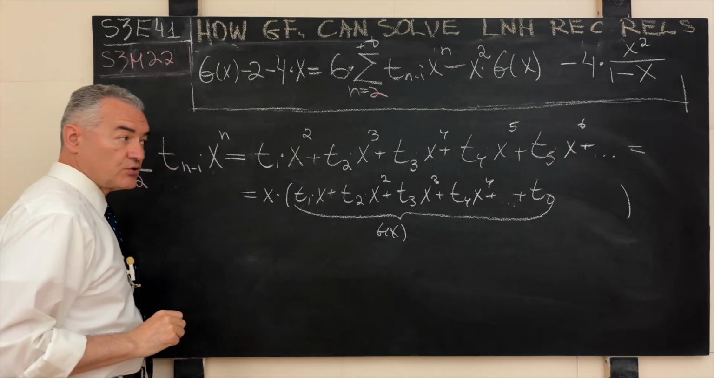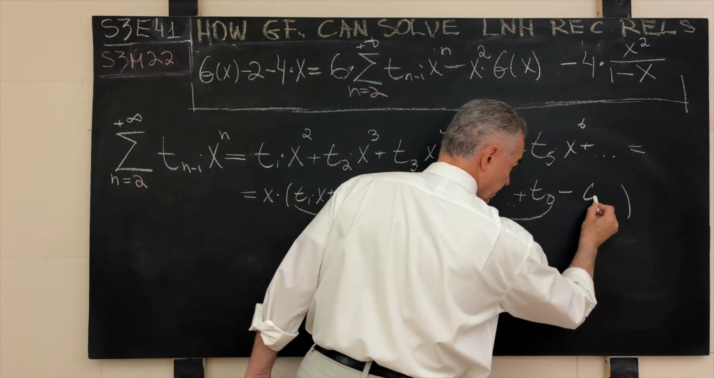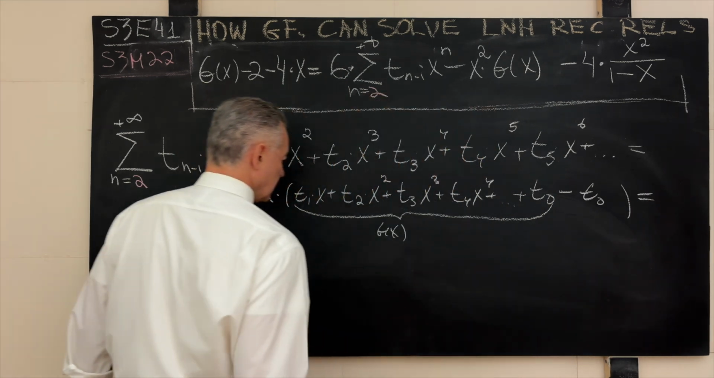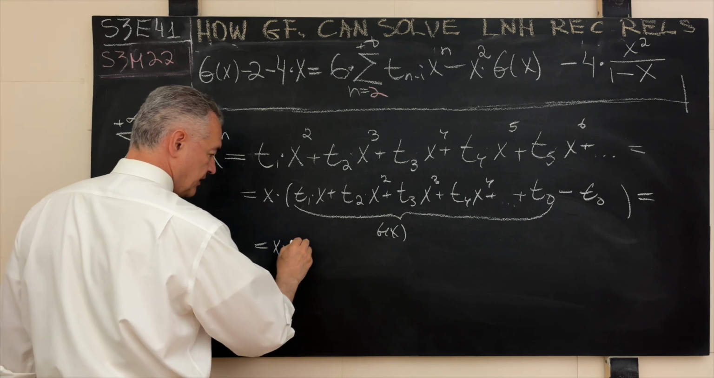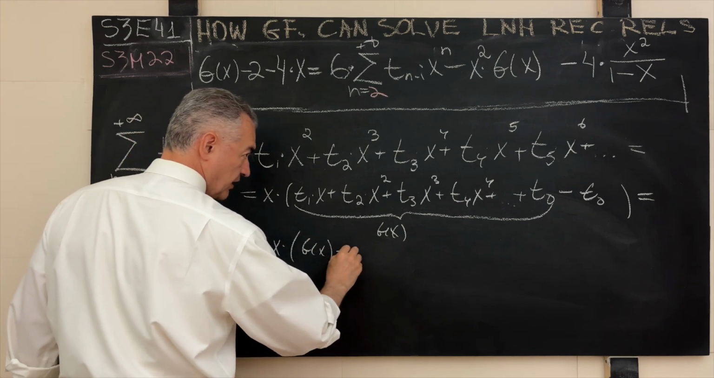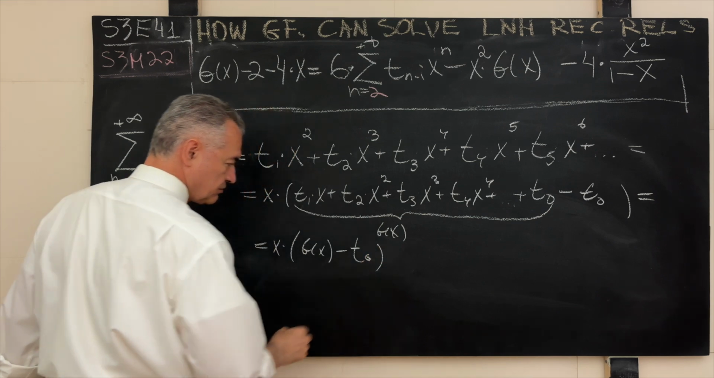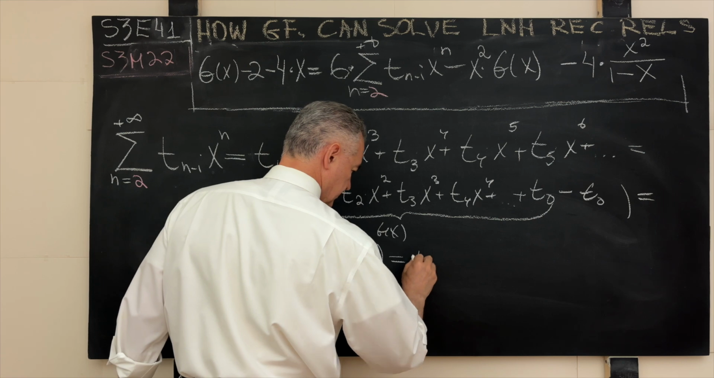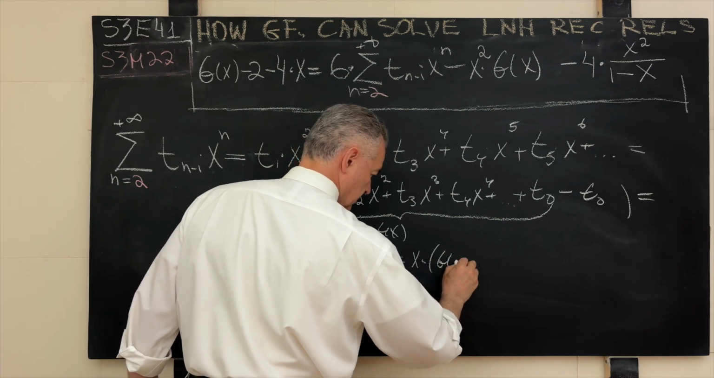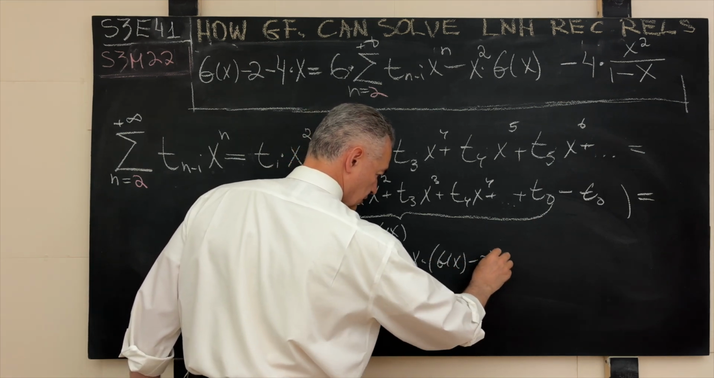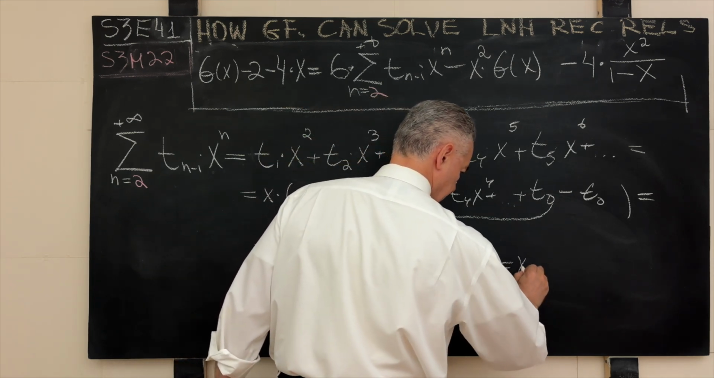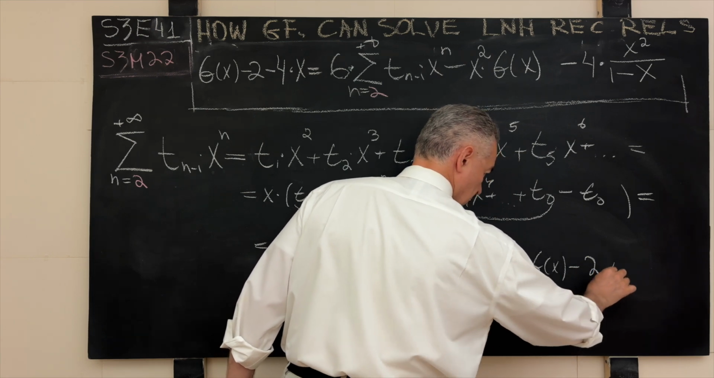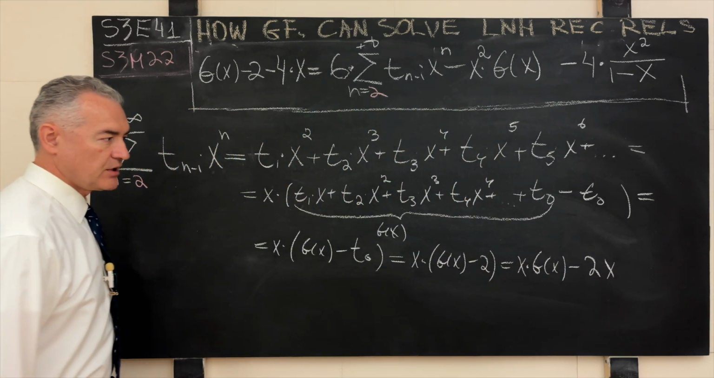But if we added one term, we have to subtract another one, t0. So what do we have here? Here we have the following: x times g of x minus t0, just like that. And because we know the name of t0, this is x times g of x minus 2. This is basically, let's spell it out, x times g of x minus 2x. This is our sum.